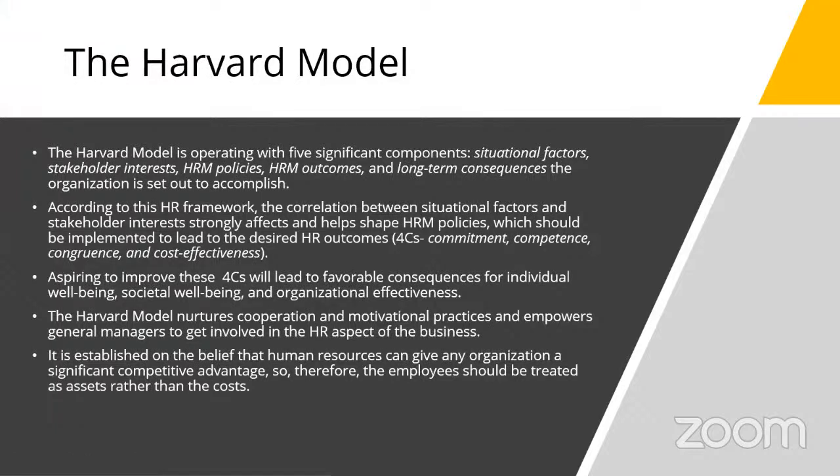The Harvard model, just as the name is, Harvard, was created by the Harvard Business School. Now, what did they say? Harvard model is operating with 5 significant components when it comes to strategic human resource management. The components are the situational factors, stakeholders' interest, human resource management policies, human resource management outcomes, and long-term consequences the organization is set to accomplish. So you have situational factors, stakeholder interests, HRM policies, HRM outcomes, and the long-term consequences for all of these things joined together.